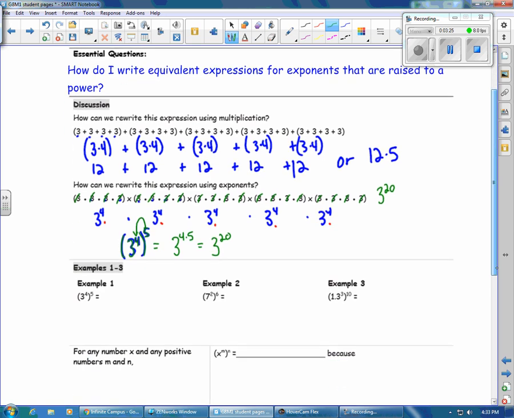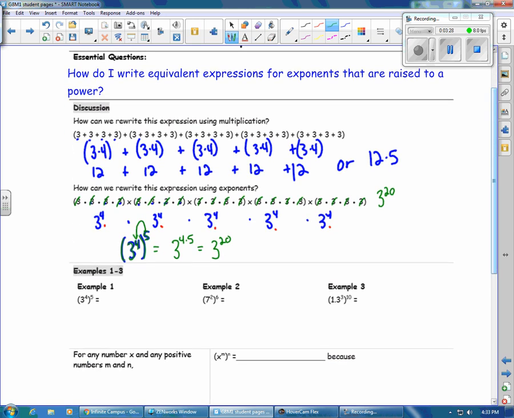So example number 1 is the same problem again. So 3 to the 4th power raised to the 5th power is 3 to the 4 times 5 power, which of course is 3 to the 20th power. Our next example, 7 to the 2nd power, or 7 squared, raised to the 6th power. How would I go about doing that? So why don't you take a minute and see if you can answer this one yourself, and I'll catch up with you in just a second.